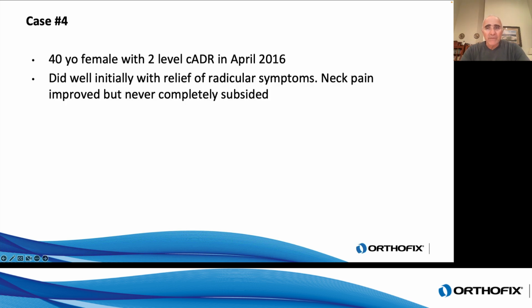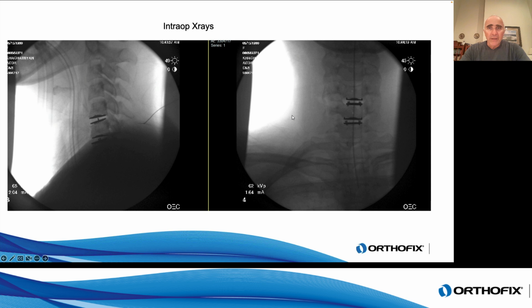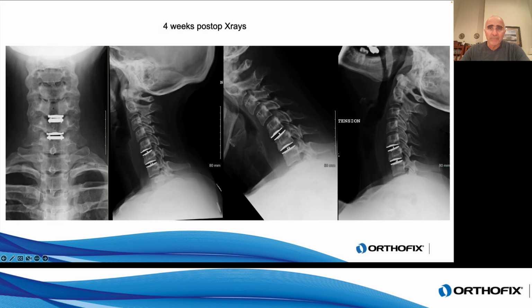This next case is a 40-year-old female with 2-level ADR in 2016. She did very well initially with relief of her radicular symptoms. Her neck pain improved but never completely subsided. Here are her pre-op x-rays showing kyphotic alignment in the neutral lateral, but excellent, almost supraphysiologic motion on flexion extension views. Here are her intra-op final fluoro spots showing well-sized and positioned Mobi-C implants.